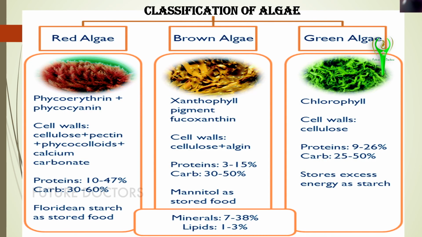Classification of algae. Algae are divided into various classes based upon pigmentation, type of stored food materials and kind of flagellation: red algae, brown algae and green algae. Red algae means presence of phycoerythrin and phycocyanin, whereas in the case of brown algae it is xanthophyll pigment and fucoxanthin. In green algae it is chlorophyll only.